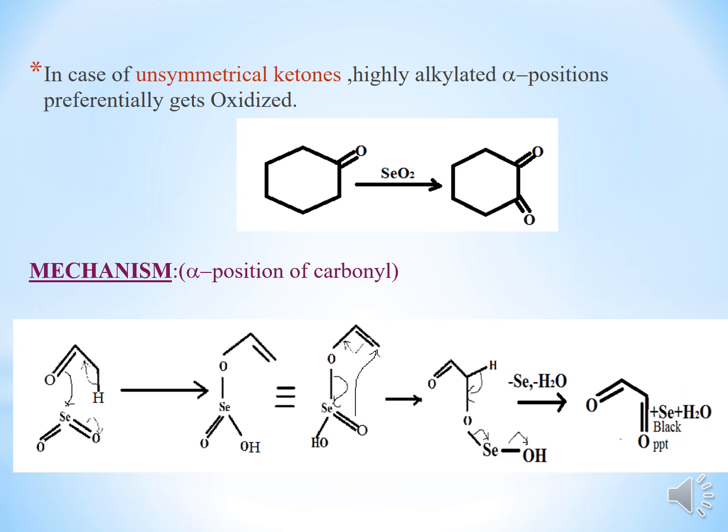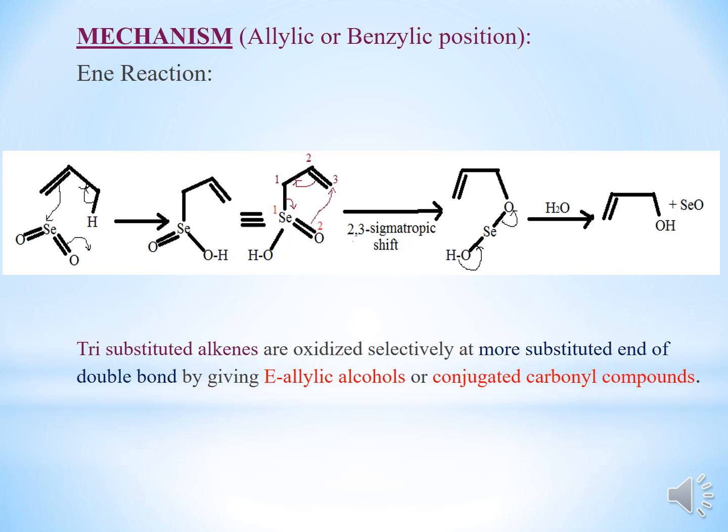Okay, so moving on to the next mechanism, we have studied in the application part, right? So it can affect either the allylic or the benzylic positions. So here, if we are taking an allylic compound, and we are treating it with selenium dioxide, so how will it result? This hydrogen bond will shift over here, and then this alkene bond will go and attack the selenium.